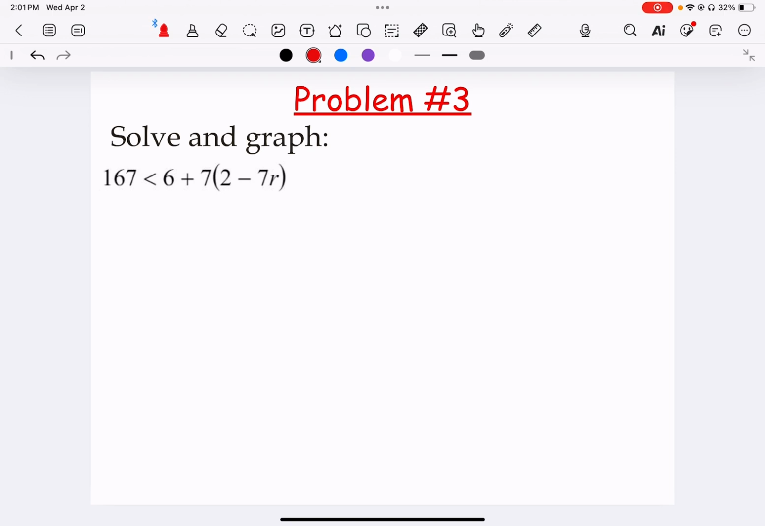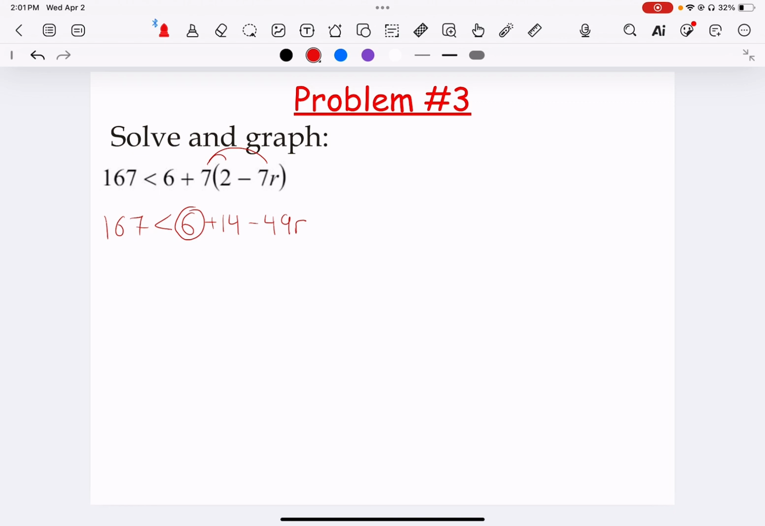167 is less than 6 plus 7, parentheses 7 minus 2 minus 7r. I'm going to get rid of my parentheses by distributing. So my 167 less than 6 comes down. 7 times 2 is a positive 14. 7 times negative 7r is negative 49r.